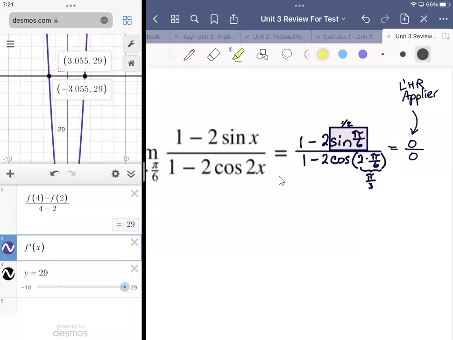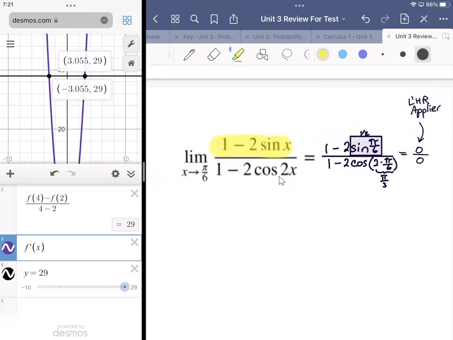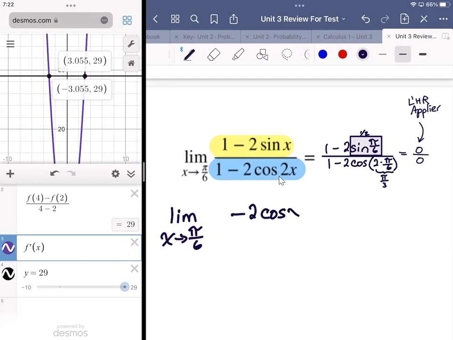And L'Hopital's rule tells us to take the derivative of the top separately from the derivative of the bottom and then reapply the limit. Right? Derivative of a constant goes to 0, so I'm not worried about that. Derivative of sine is cosine. So we're looking at the limit as x approaches pi over 6 of -2 cosine of x.